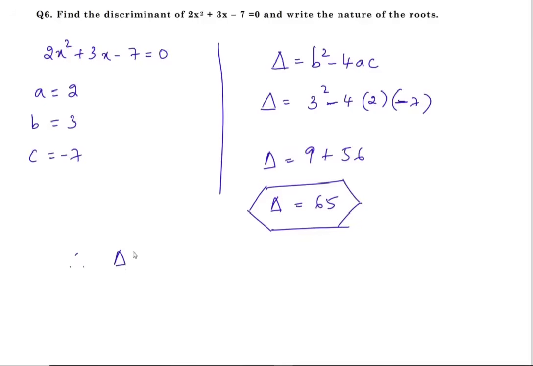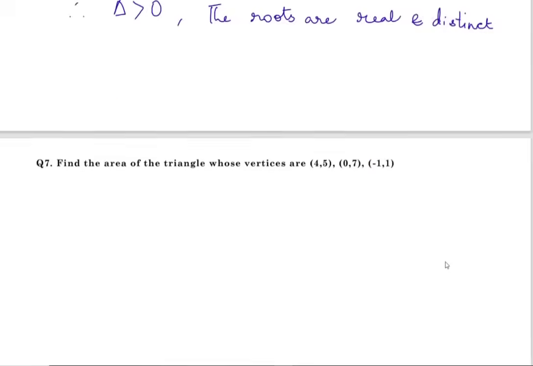Now the discriminant is what? It is greater than 0. The value 65 is greater than 0. That means the roots are real and distinct. Two real roots exist. Discriminant delta equals b square minus 4ac. Substitute the values of a, b, c. Find out the value of discriminant. If it is greater than 0, that means the roots are real and distinct.